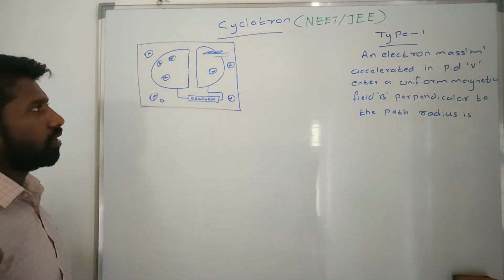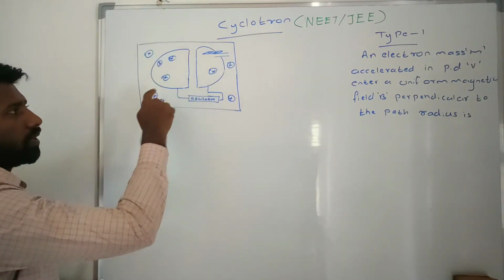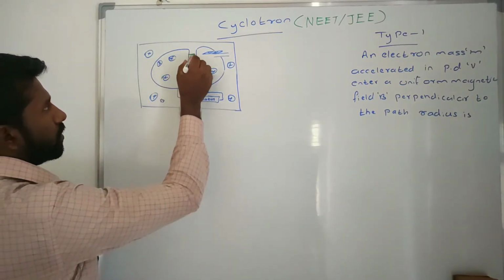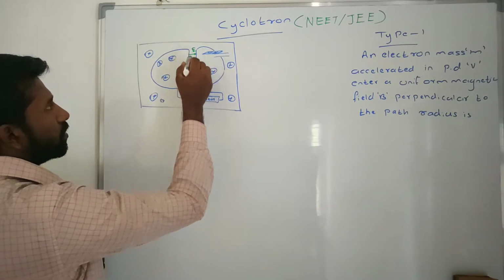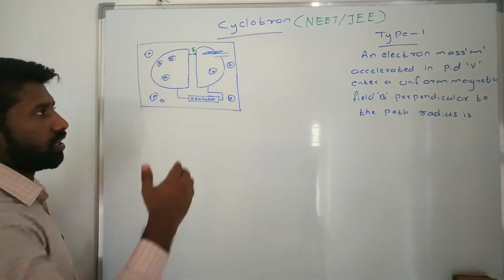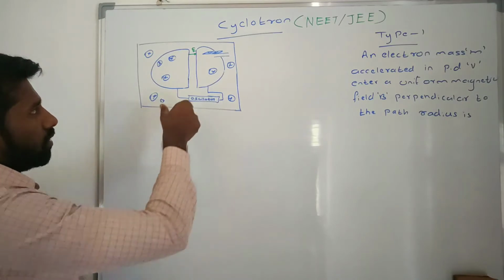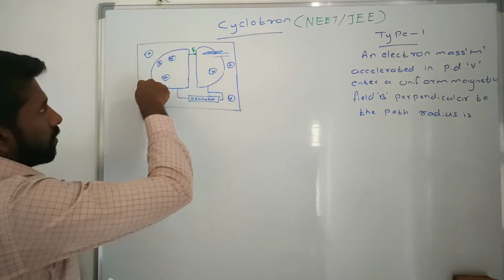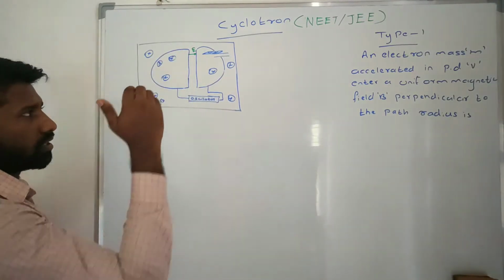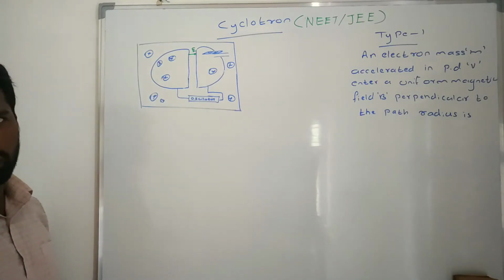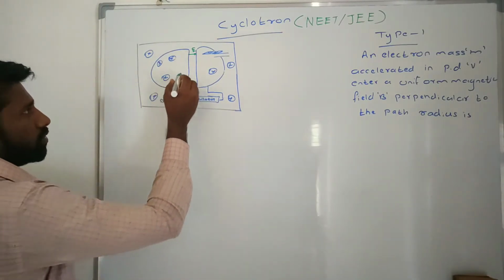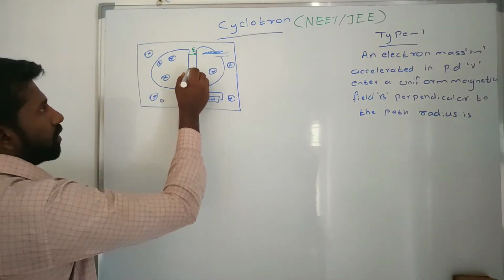Between the metallic discs there is an electric field, which is provided by an oscillator. Then there is a magnetic field acting perpendicular to the discs. That means if you take a charged particle here, what will happen?